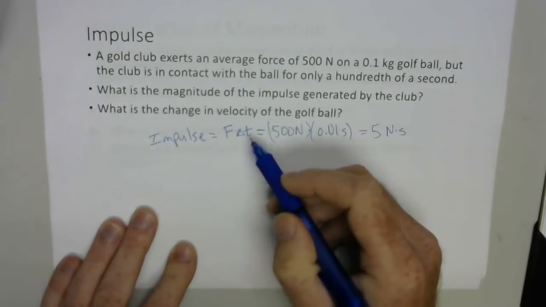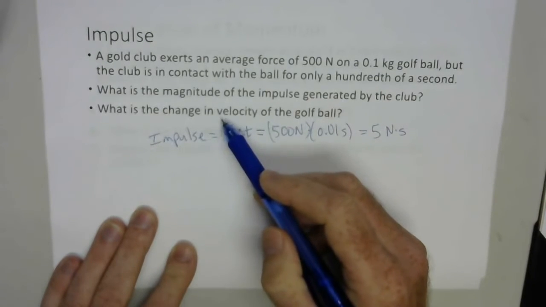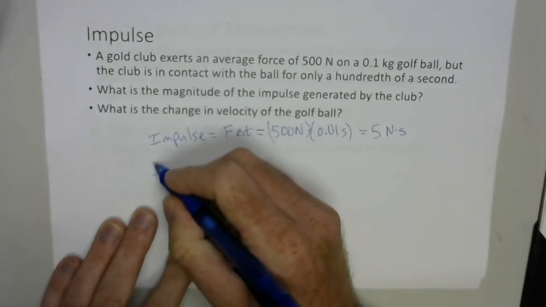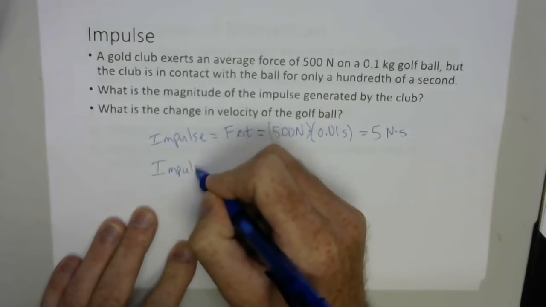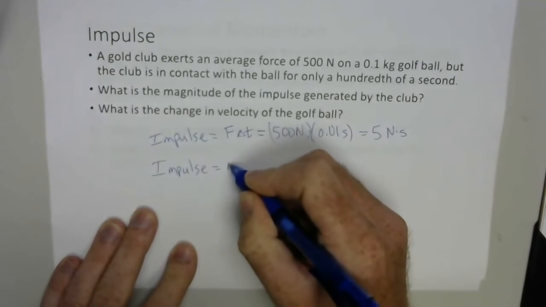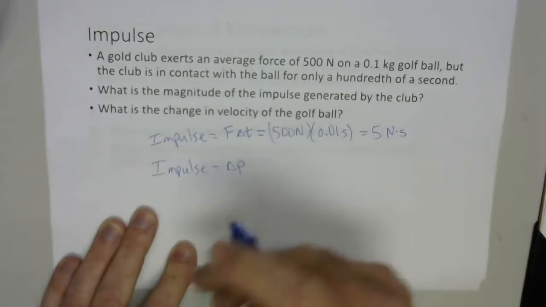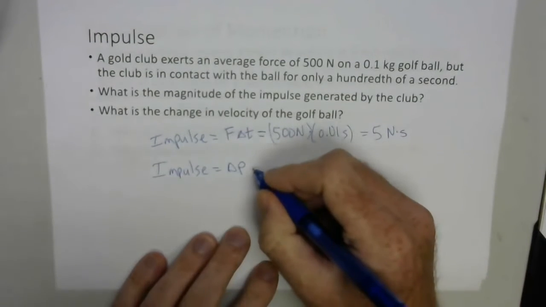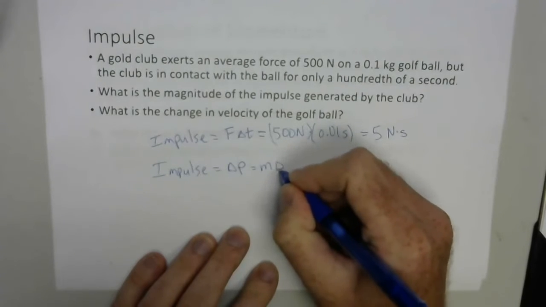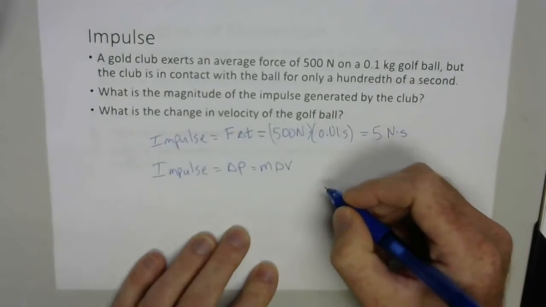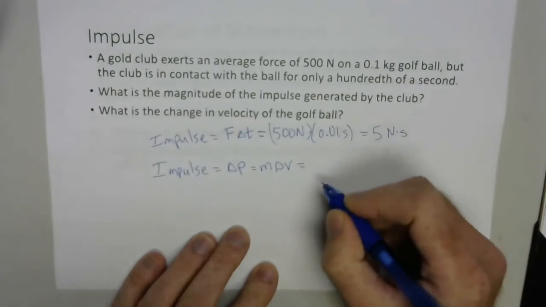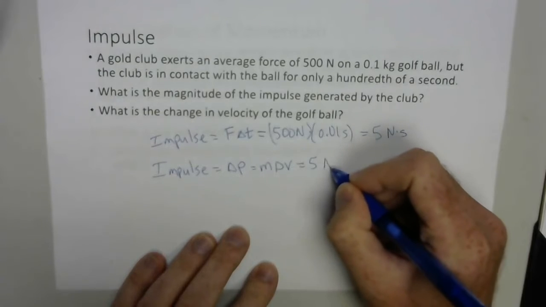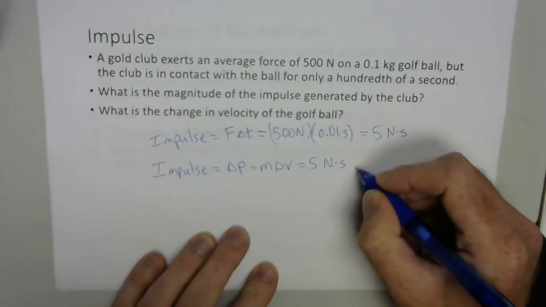Now, to get the velocity, what we found is that the impulse is also equal to the change in the momentum, P, for the object when it struck, which is equal to the mass times the change in the velocity. And that will be equal to our 5 Newton seconds.